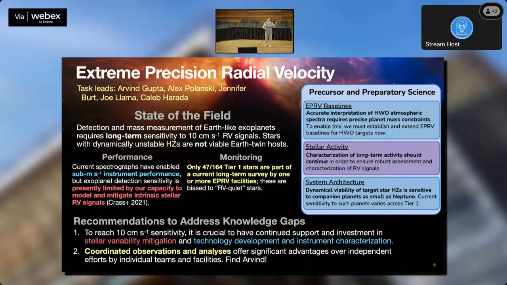And this actually impacts a lot of the different precursor and preparatory science, as you can see. So we have the interpretation of the actual planetary spectra, the characterization of the long-term activity cycles, as well as the dynamic viability of these habitable zones. Because basically, if a star has a dynamically unstable habitable zone, then it is not an Earth-like host. So this is really crucial for us to understand. To reach this 10 centimeters per second sensitivity, we need better stellar variability mitigation, and we also need coordinated efforts and analyses across the community, not just one-off and not just individual.